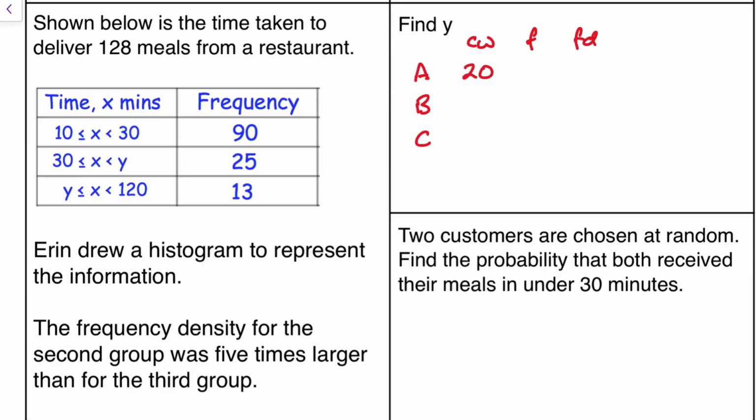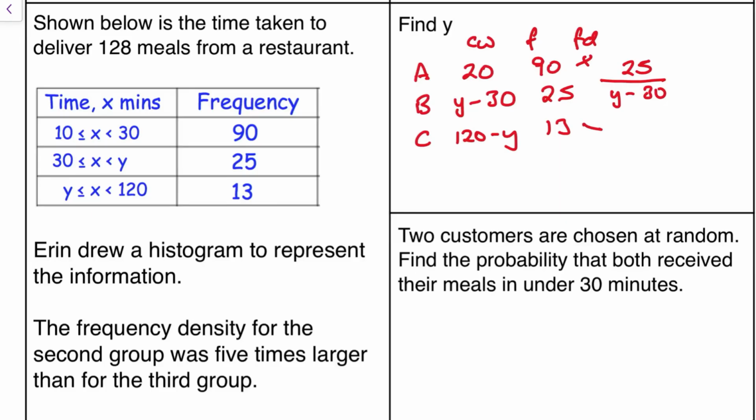So class width of A is 20, of B is y minus 30, and of C is 120 minus y. The frequency, it tells me, is 90, 25, and 13, which means, now we're finally getting to it. Frequency density is the area, which is 25, I'm not doing that one, is 25 divided by y minus 30. And the frequency density of this one is 13 divided by 120 minus y.